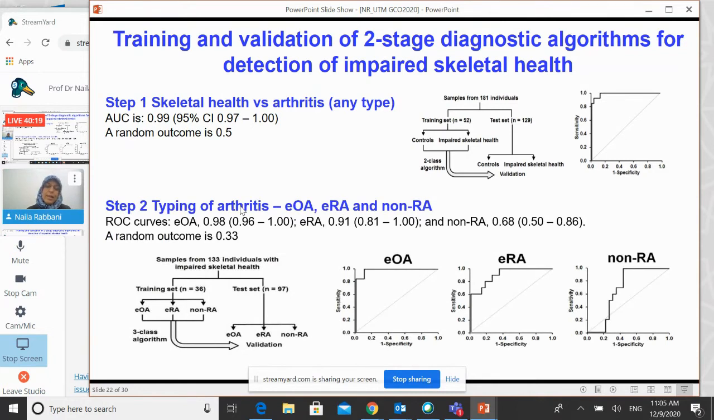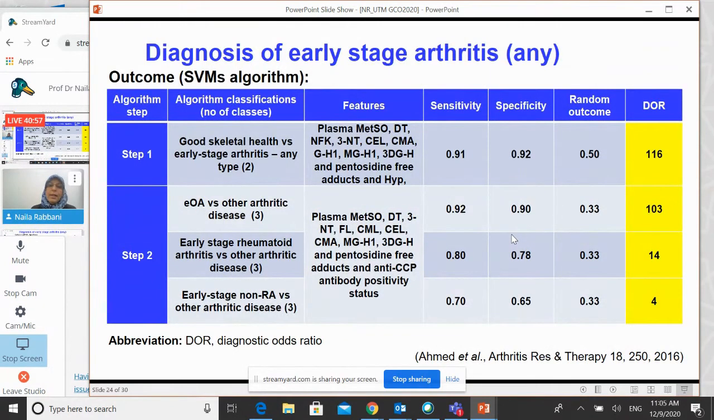Then the second stage, we wanted to do the typing of arthritis, so which arthritis a person is really suffering from. And again, area under the curve for EOA, or early OA, was 0.98, conclusively showing which person might be suffering osteoarthritis, and 0.91 for ERA. Remember, anti-CCP antibody only has 61% sensitivity. And for non-RA it was 0.68.